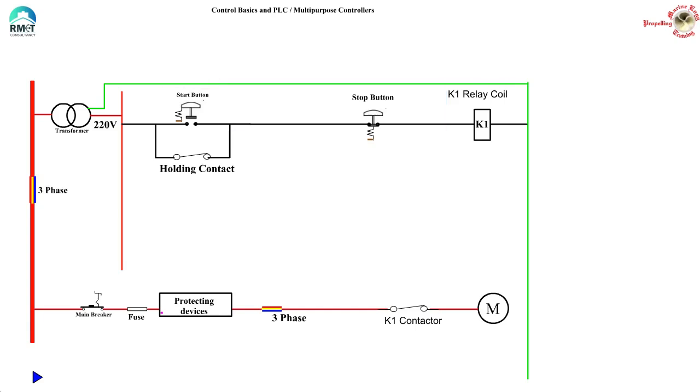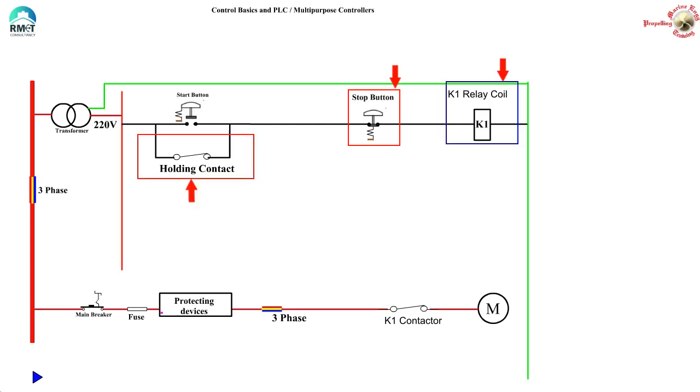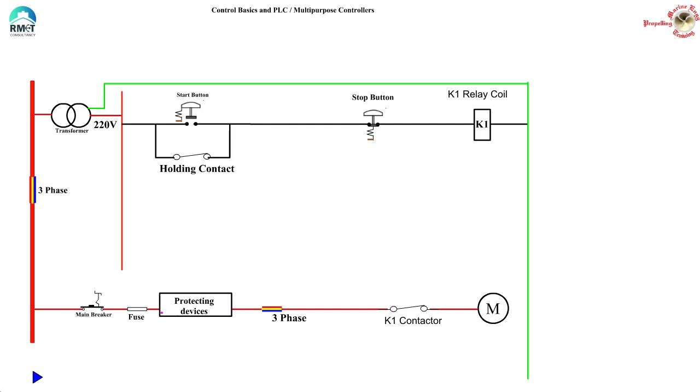Now next, if we press the stop button, obviously we are breaking the supply of current to the coil K1 and both contactor K1 and the holding contact will be in the open position, the motor will stop. If you have understood this well, congrats. You have understood a concept which many marine engineers previously have struggled to comprehend for various reasons.